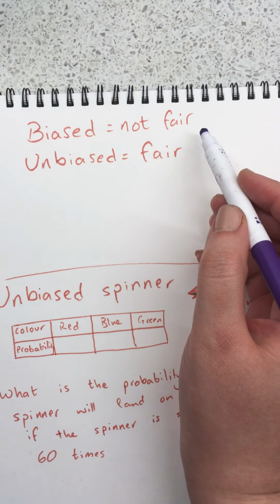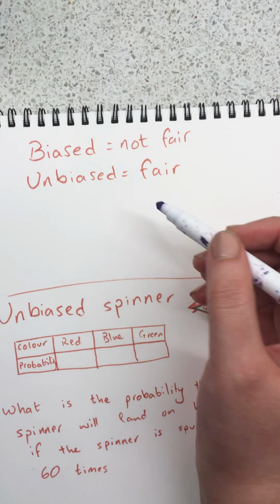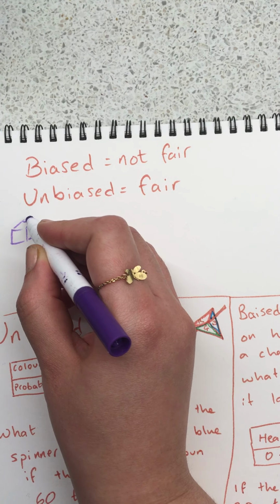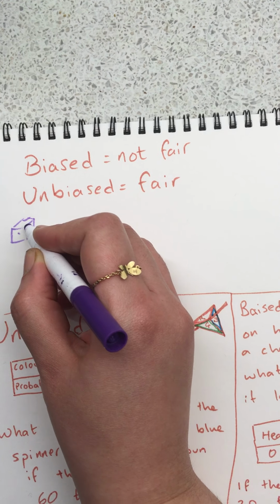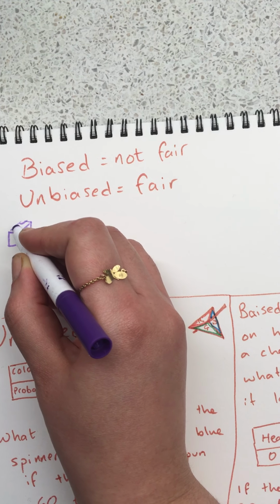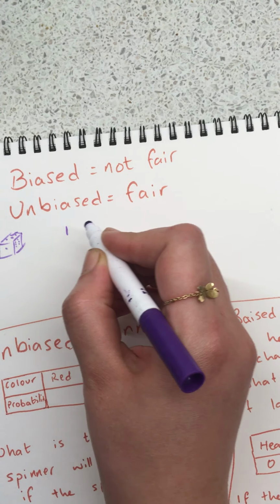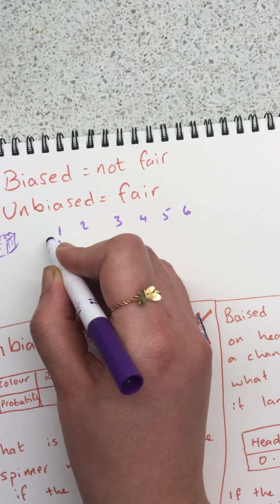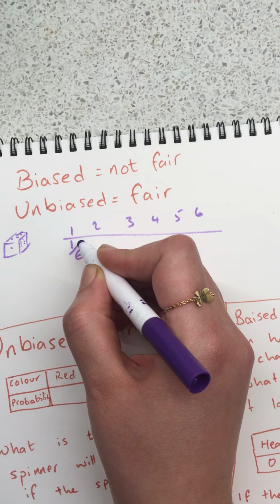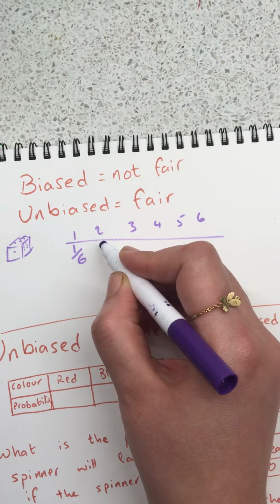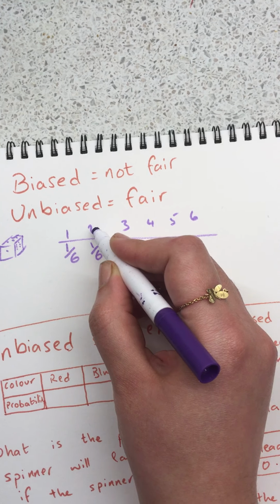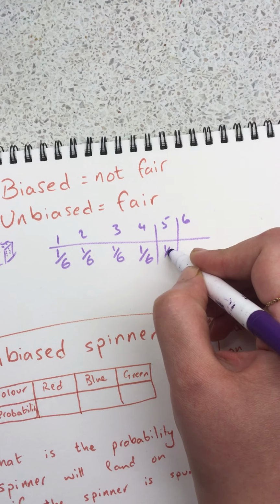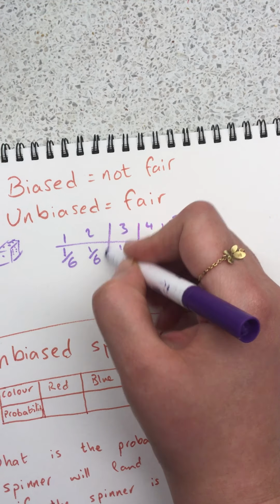The word biased means it's not fair, and unbiased means it's fair. For example, if I had a fair six-sided dice, so I've got 1, 2, 3, 4, 5, 6. The chance it will land on either 1, 2, 3, 4, 5, or 6 is 1 out of 6, because I only got six options. 1 out of 6 for number 2, 1 out of 6 for 3, 1 out of 6 for 4, 1 out of 6 for 5, 1 out of 6 for 6.